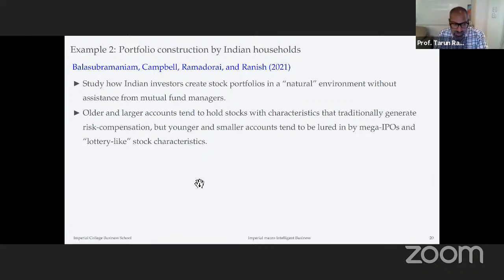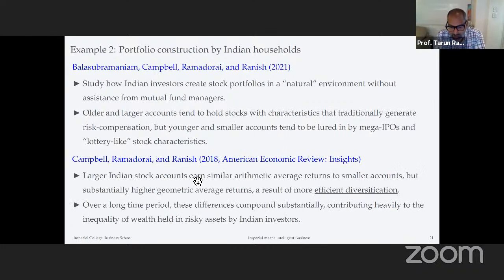And in fact, that intuition is confirmed in our paper in American Economic Review Insights that uses the same data, where we show that larger Indian stock accounts earn very similar arithmetic average returns to smaller accounts. So if I just took a simple average of the returns they earned, all would look well. But actually, if you look over the long run, there are substantially higher geometric average returns to larger accounts because they are far more efficiently diversified.